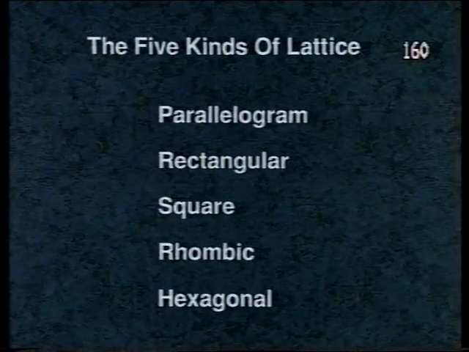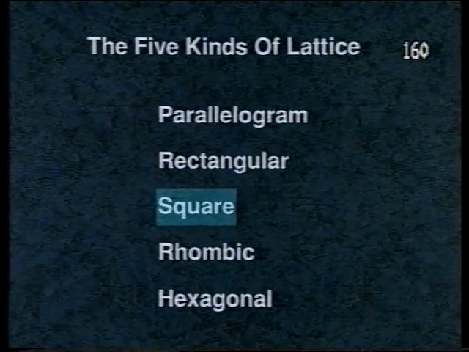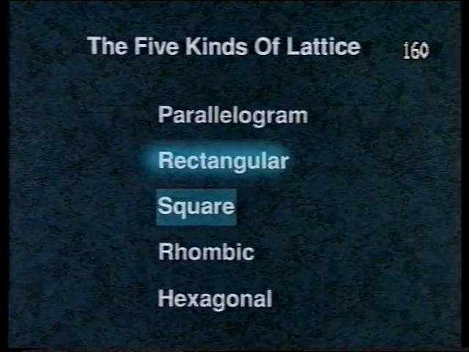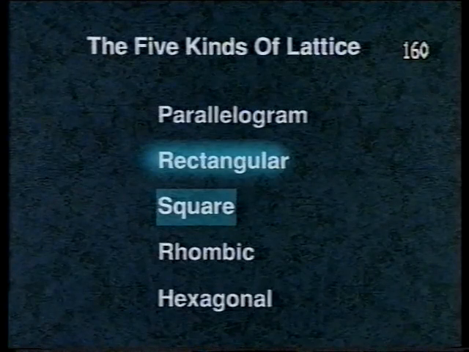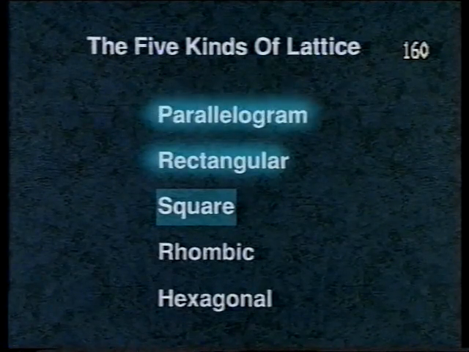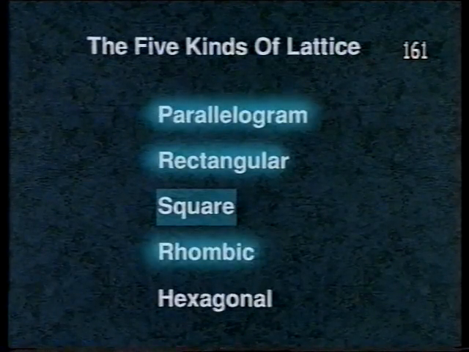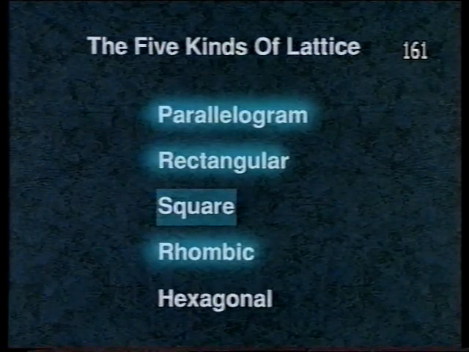The point is that the square is a special kind of rectangle, so any pattern type based on the rectangle can also occur with a square as its underlying lattice. In fact, the square is also a special kind of parallelogram and a special kind of rhombus, so all pattern types based on these lattices can also have a square underlying lattice.